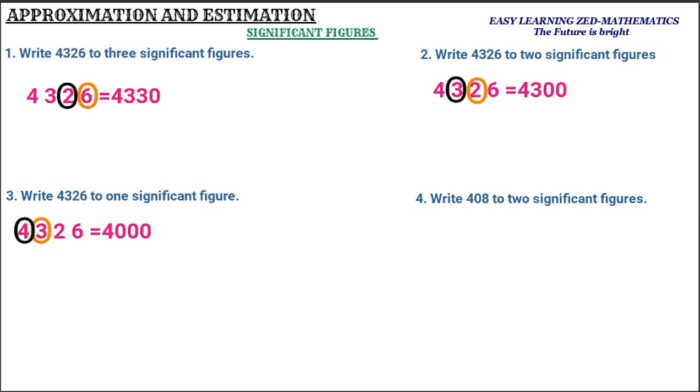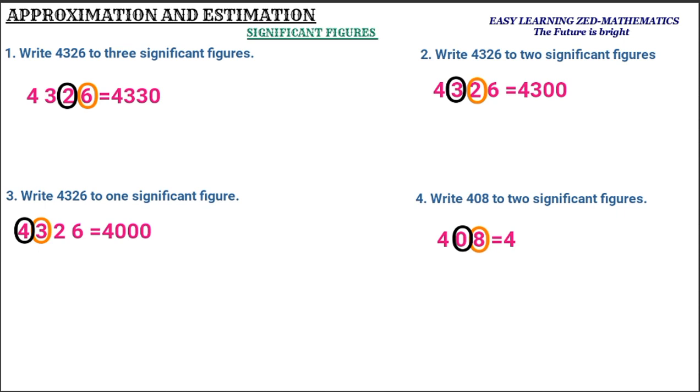Okay, let's go to question number 4. Question number 4 is: write 408 to two significant figures. So what I'm going to do, I'm going to rewrite this number again. Then I'm going to identify the number that will be removed. Remember, we are told to write it to two significant figures. So that means 8 will be removed and 0 might remain the same or change. So let's check now. What is remaining now is 4. 4 is not going to be tampered with, so I'm going to write 4 there.